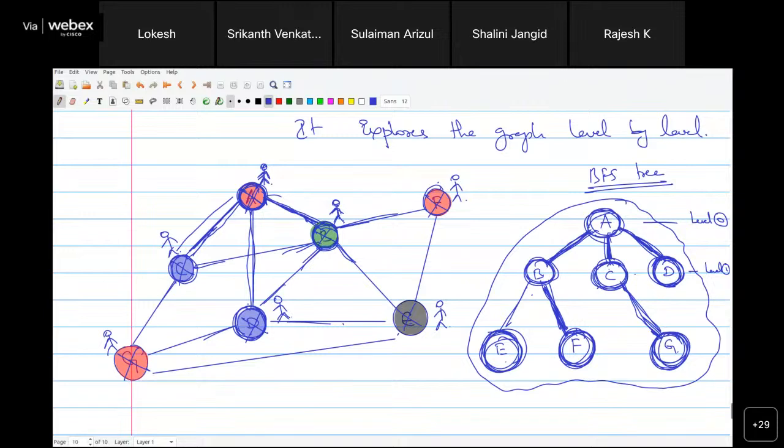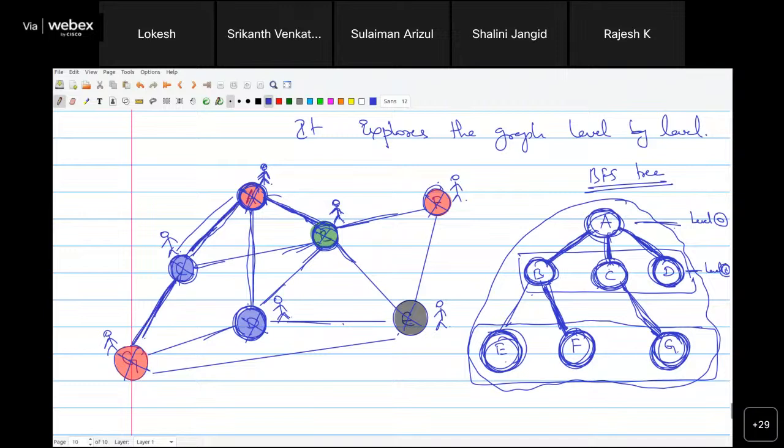So it's like level by level. If you see, this is level 0, and in level 1, if you observe clearly, all the vertices which are one length far from A, they all are there in the level 1. So B, C, D, all the neighbors of A. And all the vertices which are in level 2, they are 2 length far from A. You can see from the graph also.